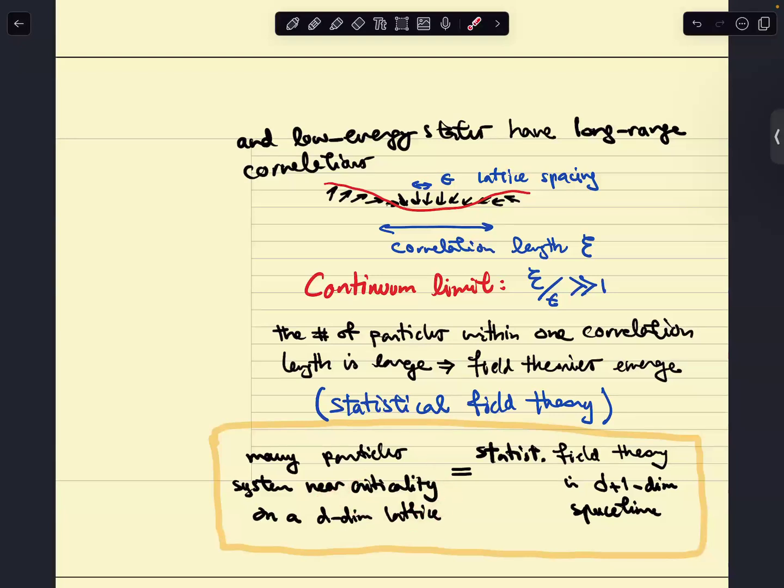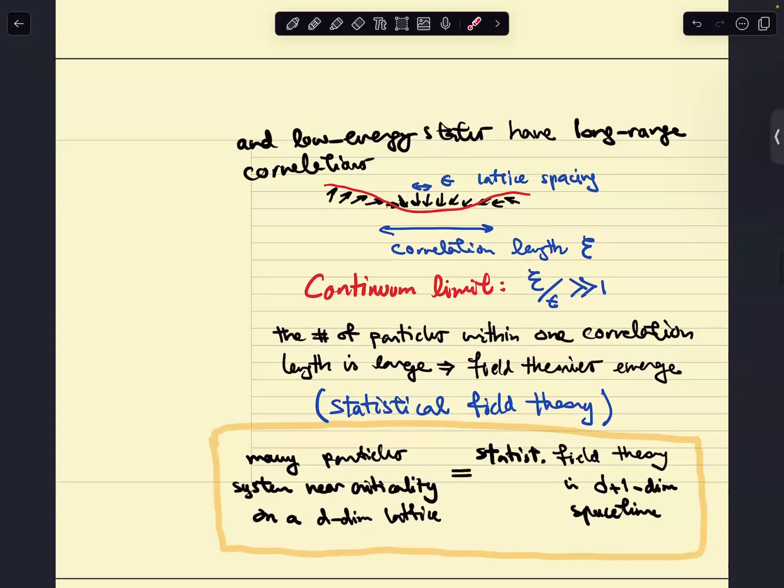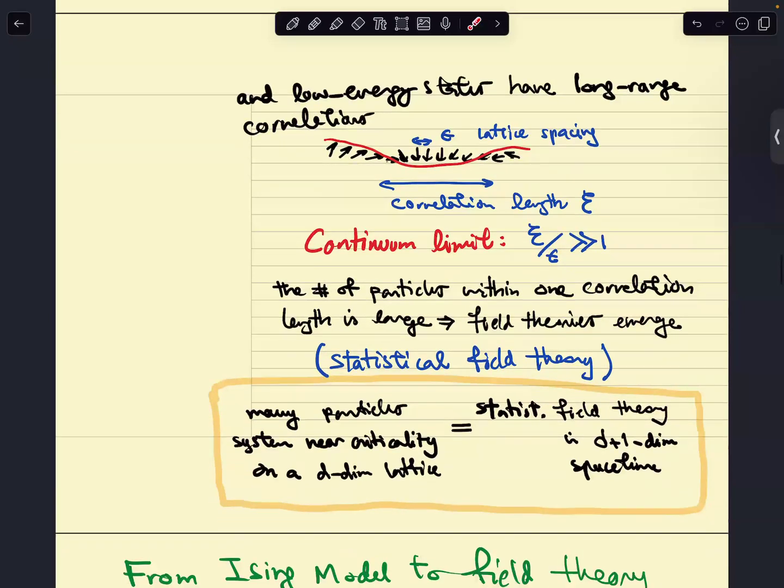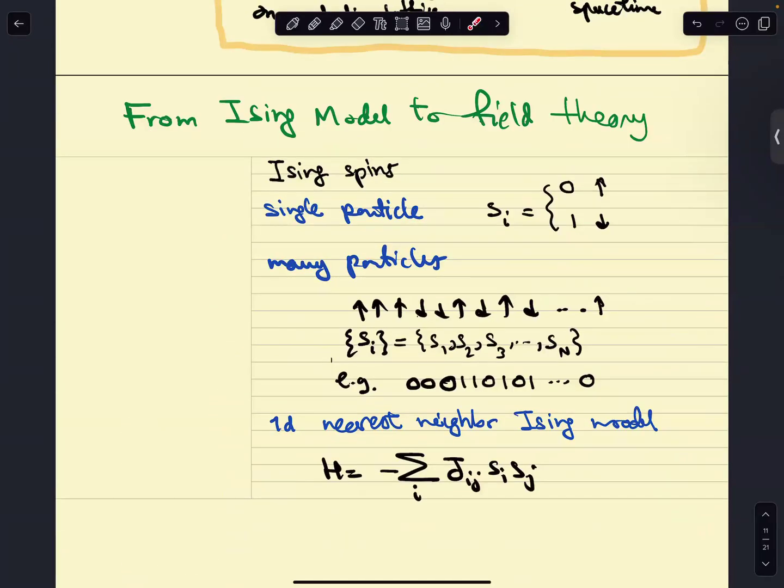If you are near criticality, there are these long wavelength perturbations. Then if you squint a little bit, you could think of this as some sort of a field perturbation. But this could be made rigorous, as we're going to try to do. All right. So to make this rigorous, I'm going to start with a simple example. Again, this is all classical. We're going to try to go from the Ising model to field theory.